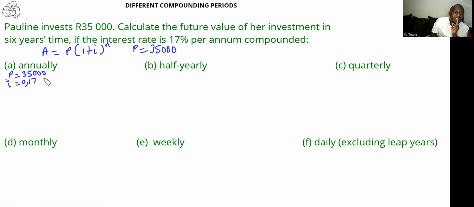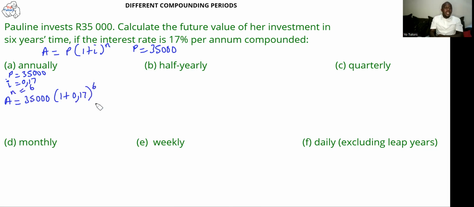So if it's 0.17, let's calculate our A. Our A is going to be equal to 35,000 in bracket 1 plus 0.17 to the power of 6, because it is 6 years. So n here is going to be equal to 6. Okay. Now we can calculate that.